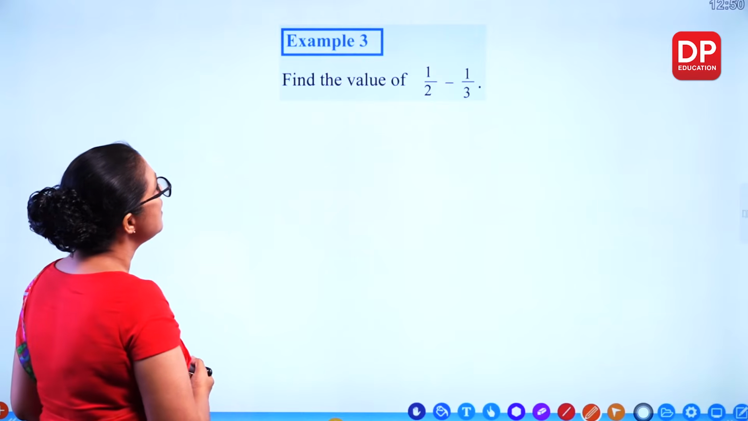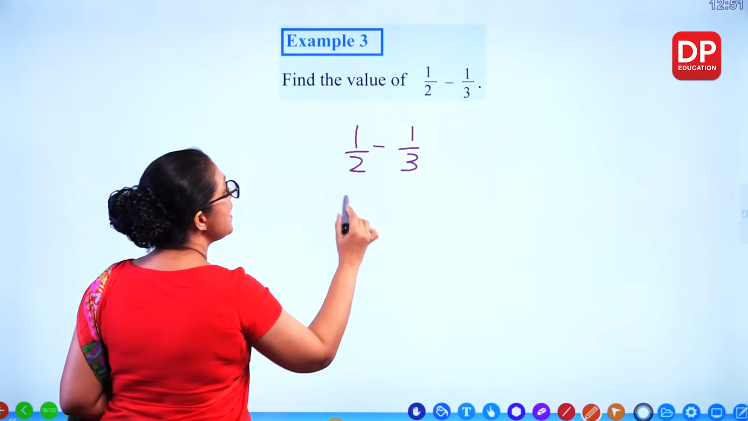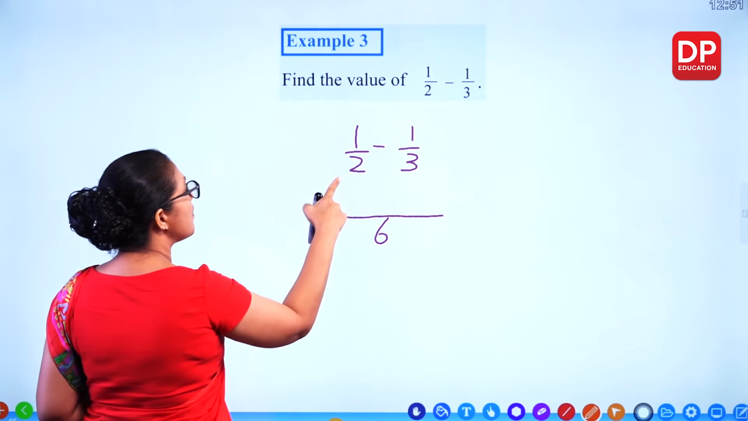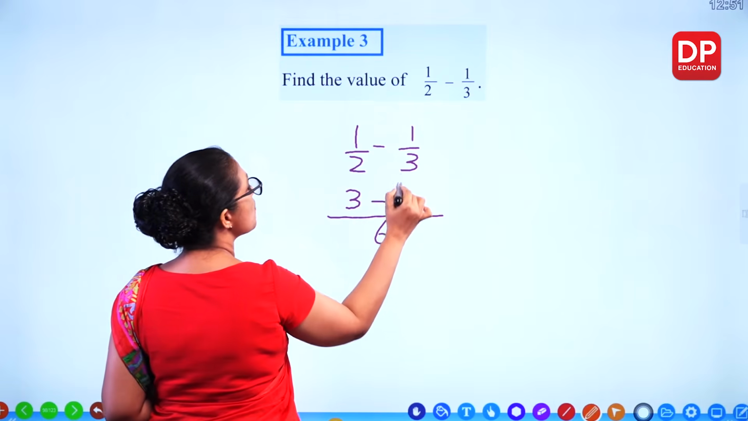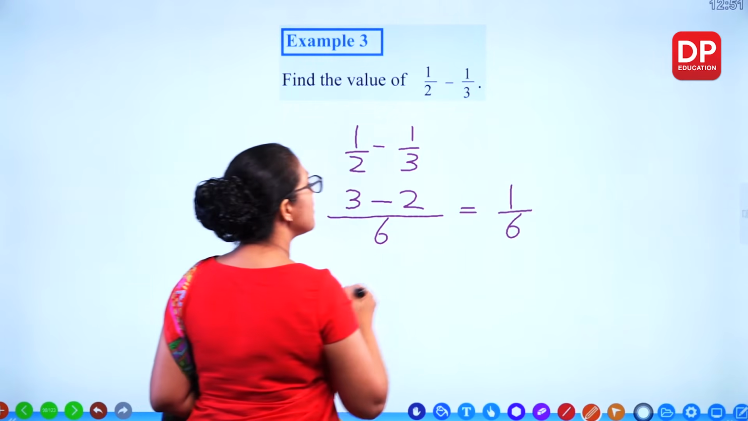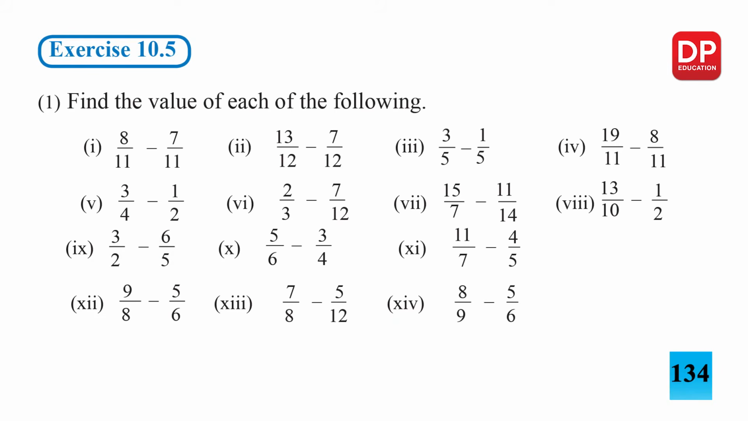Example number 3, half minus 1/3. What's the common denominator? 2 and 3, that's 6. Multiply this by 3, this one by 2. 3 minus 2, you get 1. So 1 over 6. Exercise 10.5.